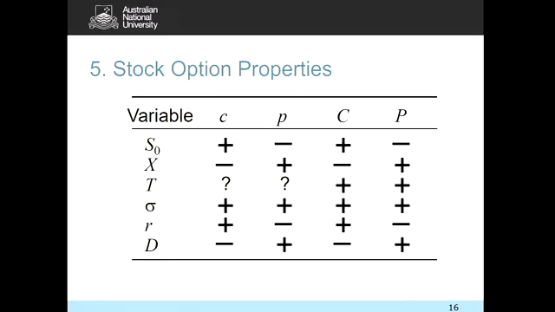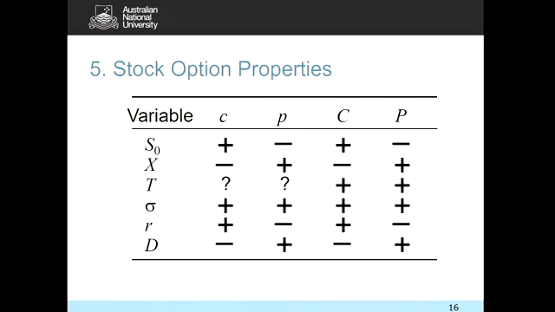And then the opposite, obviously, with the exercise price. It's S minus X for a call. As X goes up, lower payoff, so the call option premium should be lower. With a put option, it's X minus S. As X gets higher, bigger payoff, so the option should be more expensive. So it's a positive relationship.